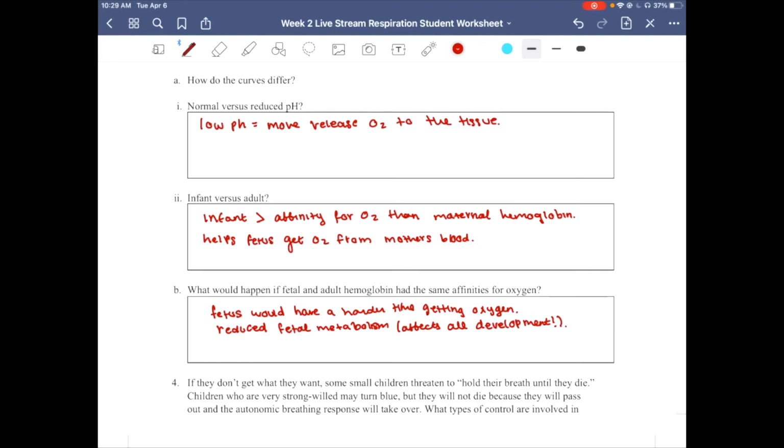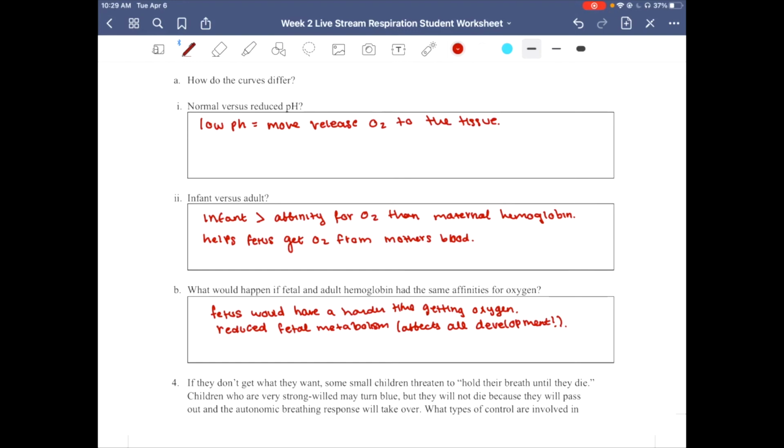All right, next, we're looking at a little scenario. It says, if they don't get what they want, some small children threaten to hold their breath until they die. Children who are very strong-willed may turn blue, but they will not die because they will pass out. An autonomic breathing response will take over. And we're trying to look at what types of control are involved in this.